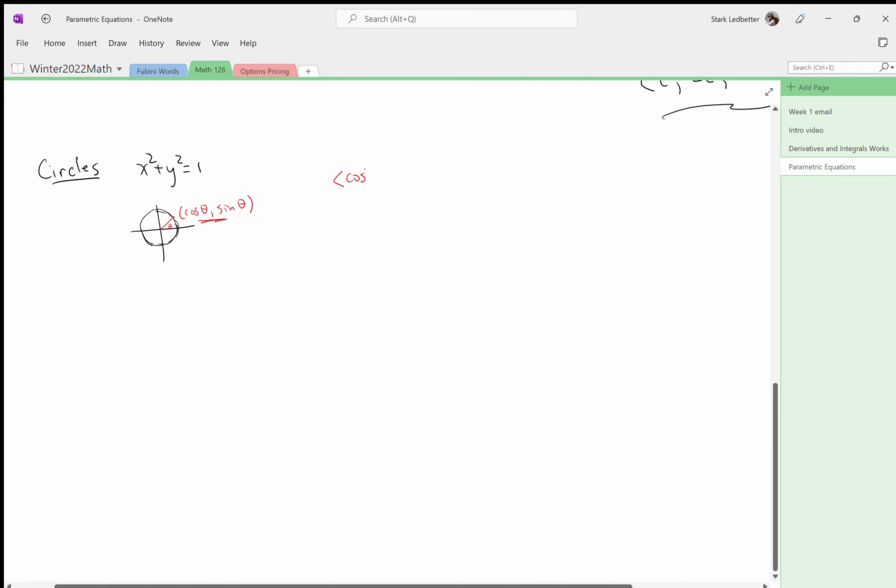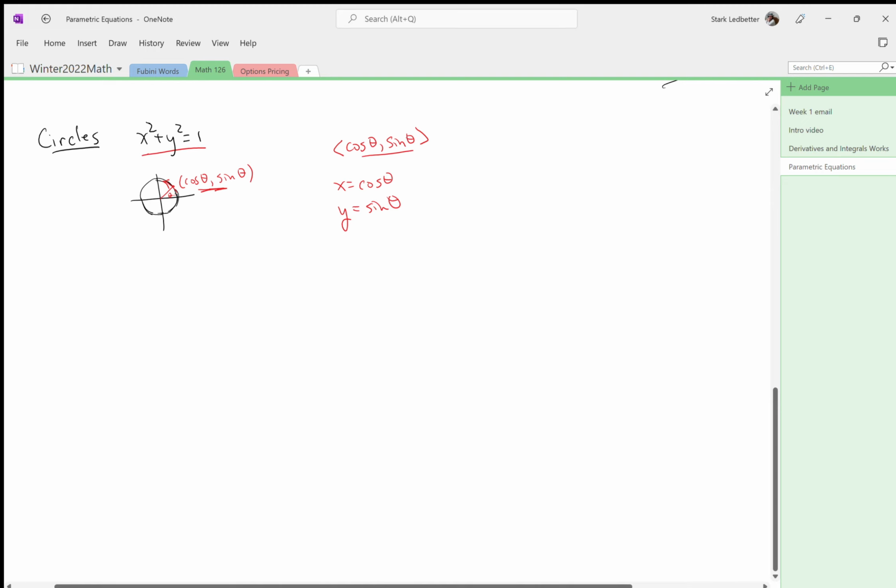I can parametrize this as the vector cosine theta, sine theta, and as I change the value of theta, this naturally moves around the circle. If I wanted to write parametric equations, I write x equals cosine theta, y equals sine theta. And if I plug those in, for sure, cosine squared theta plus sine squared theta equals 1, so that's good. That part works. So that's a natural parametrization for a circle.